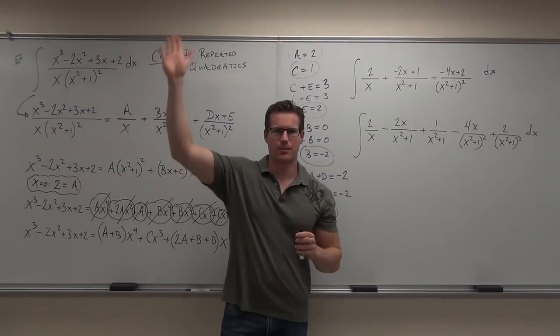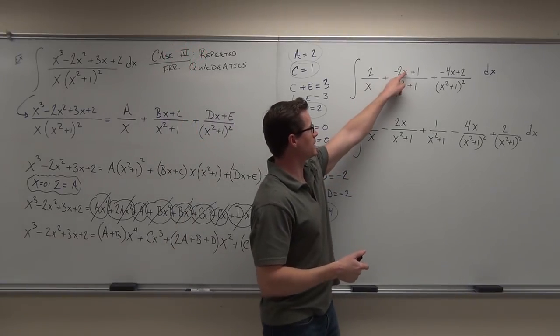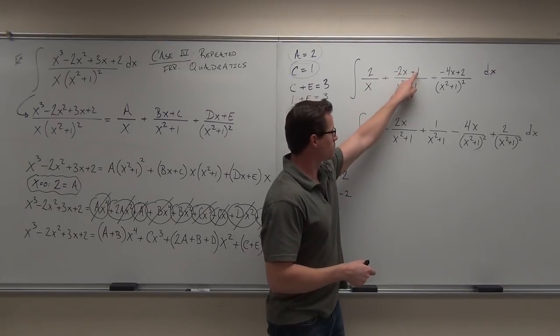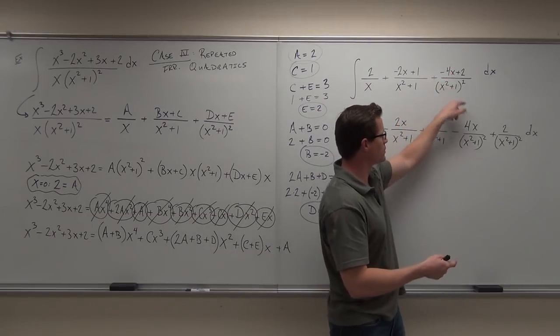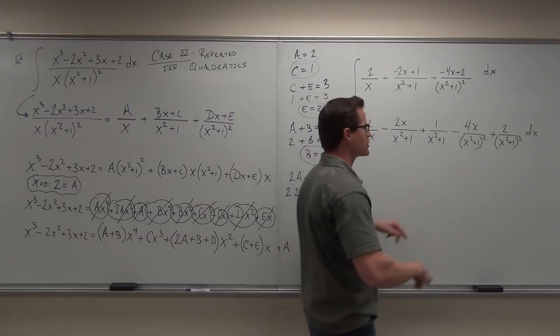Show of hands if you feel okay with that one. Are you sure? So we're splitting it up. We got no problem. Split it. -2x over x squared plus 1. No big deal. We got plus 1 over x squared plus 1. We get minus 4x over x squared plus 1 squared plus 2. Notice how my denominators don't change. I can't split those, okay? But the numerators, yeah, we can.